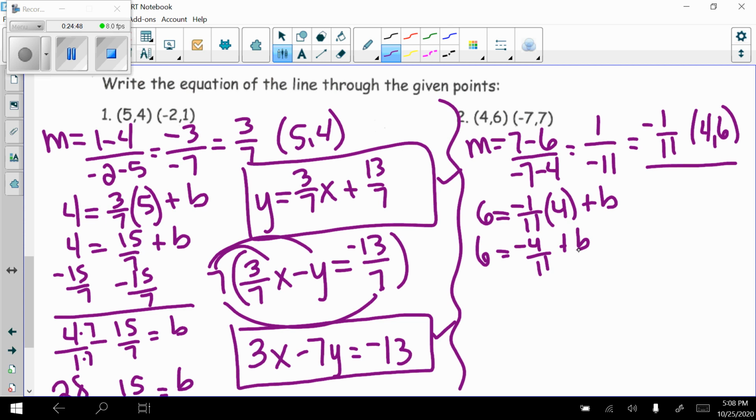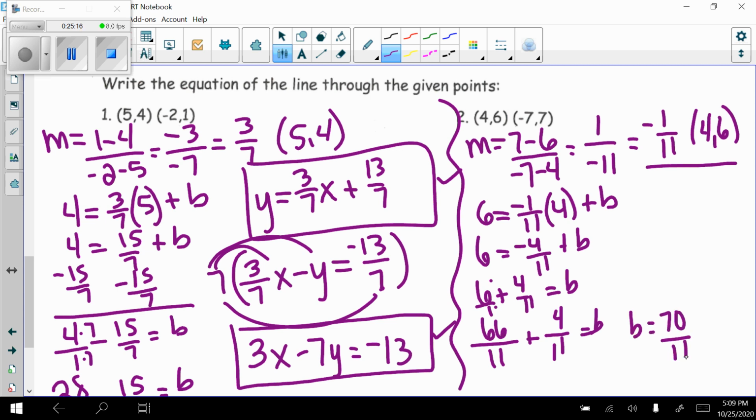Add 4/11. So I end up with 6 plus 4/11 equals b. Again, I need a common denominator. This time it's 11, because this is like 6/1. Multiply top and bottom by 11. So 6 times 11 gets me 66/11. 66 plus 4, b is equal to 70/11.